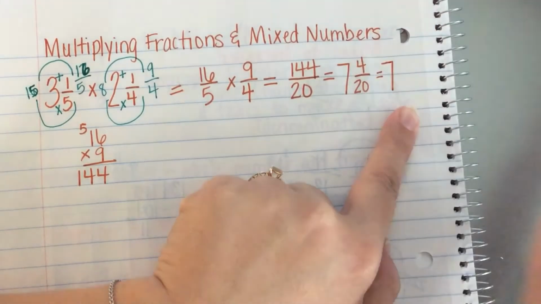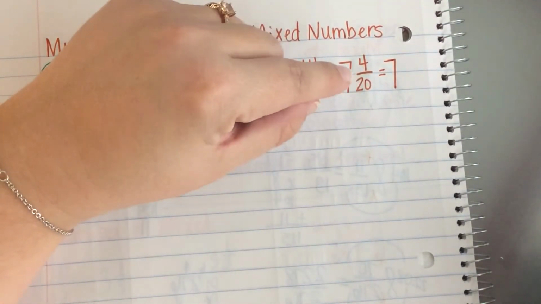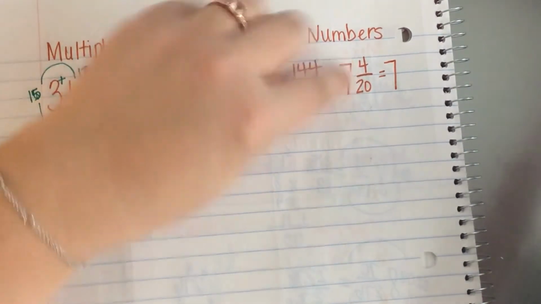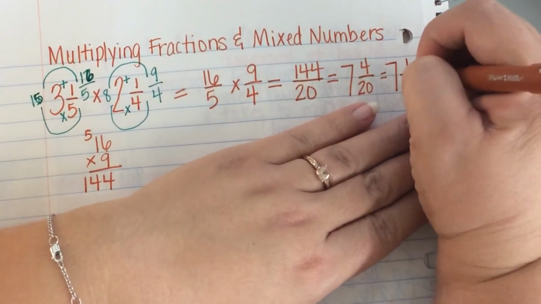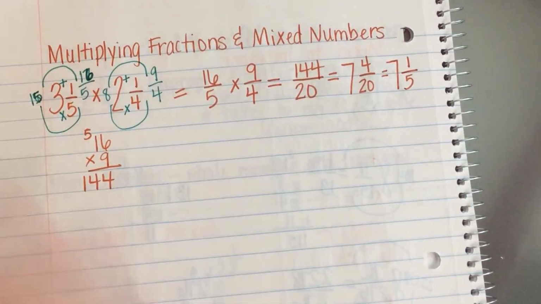Okay? And so now I can reduce my 4 20ths. And that one we can do pretty easily. Divide by 4. How many times is 4 going to 4? How many times is 4 going to 20? 5. There you go.